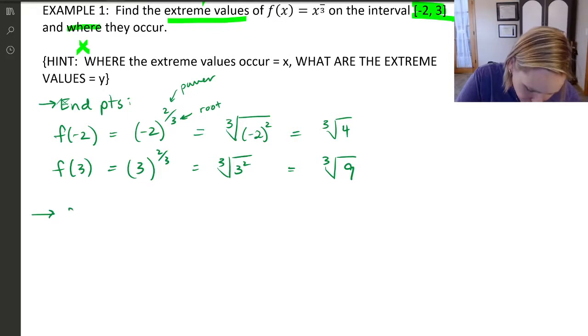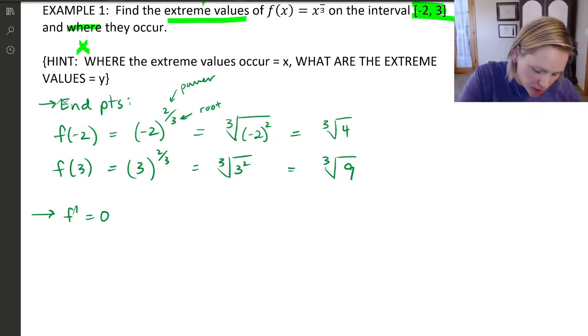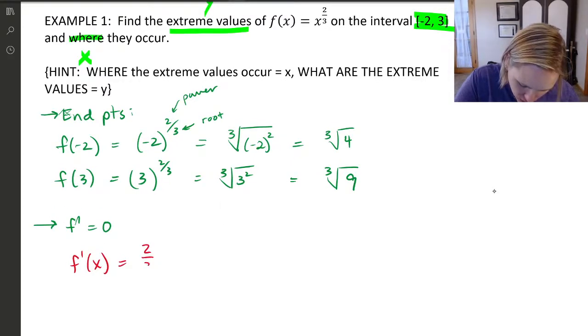Case 2, we need to find where f prime is equal to 0, and then we also need to find where f prime is undefined. So to do that, we need to find f prime. So let's go ahead and find our derivative. f prime of x is going to be 2/3, use that power rule, x to the -1/3.